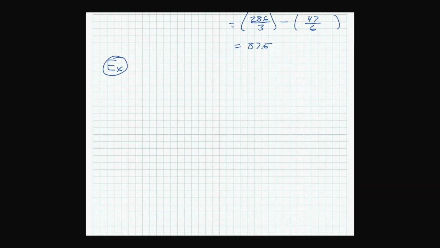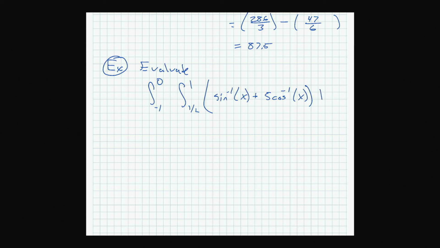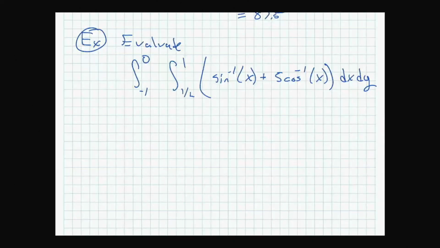This will be our last one that we do, because at this point we're just practicing integrals and reminding you of what to do. So this one just says evaluate, and it's an integral from -1 to 0, 1/2 to 1. Check this out. Sine inverse x plus 5 cosine inverse x dx dy. What is this? Okay.